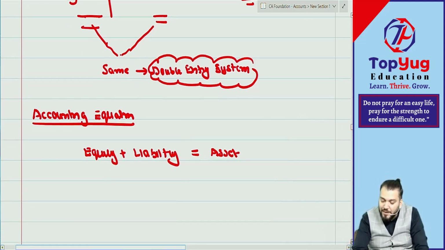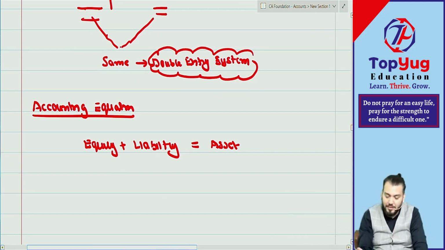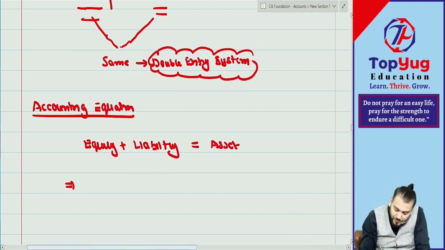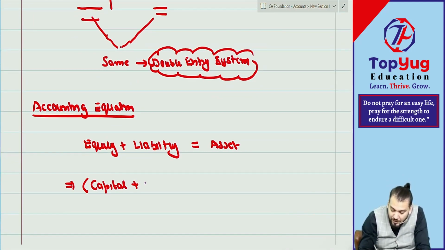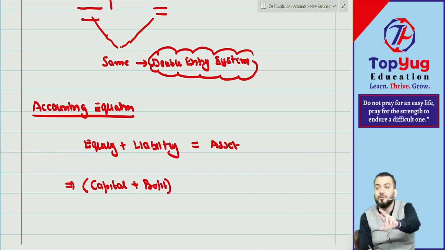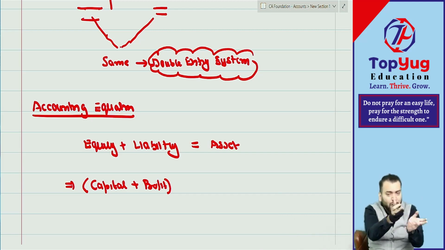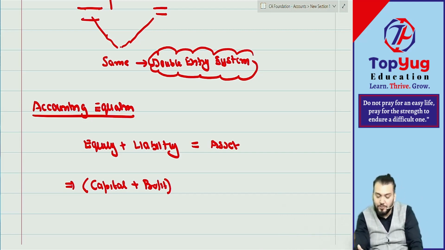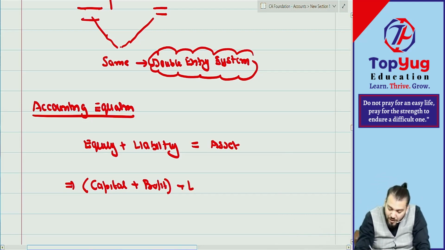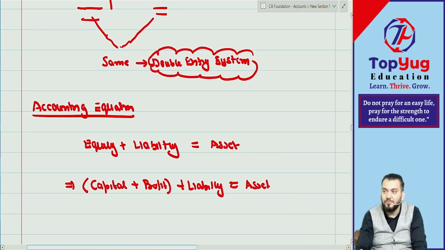Now let us expand it. Okay. But the equity means what? Very good. So if I say equity, it is capital plus profit. When I say capital, capital means the amount introduced, but it will increase by the amount of profit. Understood? So amount introduced plus profit belong to owner only. Correct? So capital plus profit plus what? Liability is equal to what? Asset. Understood?